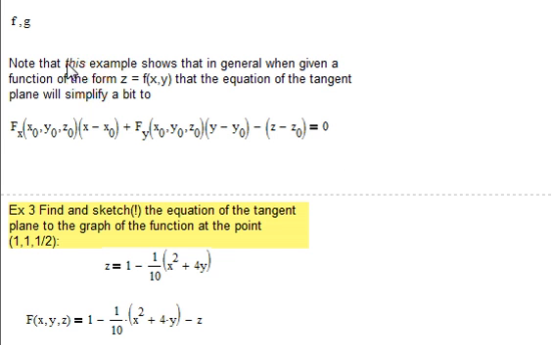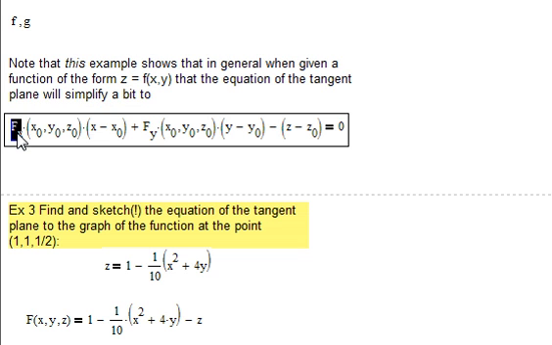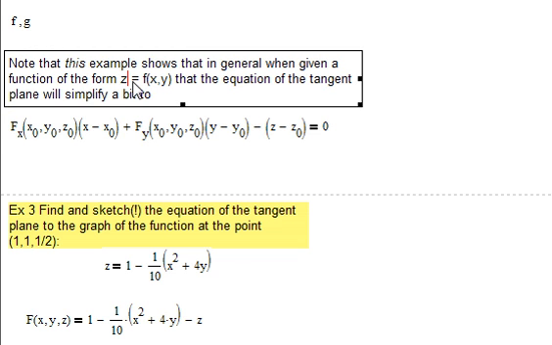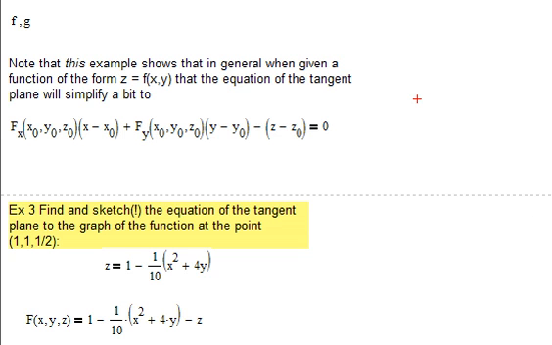Well, the example above showed that really all we have to do, if we're given a function of two variables describing a surface, is subtract z from both sides, and then we get a function of three variables. Then we find the partial derivative of f with respect to x at the given point, the partial with respect to y at the given point, and the partial with respect to z, but if you subtract a z from both sides, you always get -1 from that. Then use the point in the fashion x minus x0, y minus y0, z minus z0. That will give us a tangent plane.